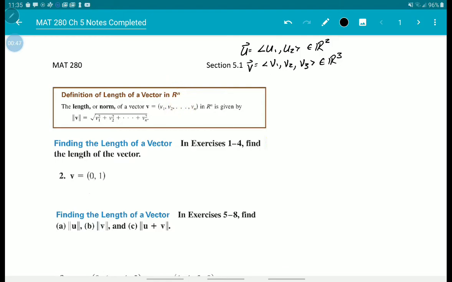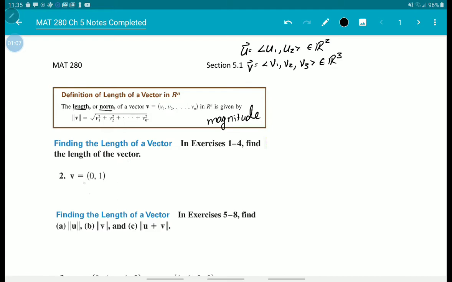So if we want to find the length, which is also called the norm, or it's called the magnitude, they all mean the same thing, then we're really asking, how long is this vector? So we're gonna actually look at this from a 2-dimensional perspective, and then you can see how that would broaden to n dimensions. So let's look at the first one.